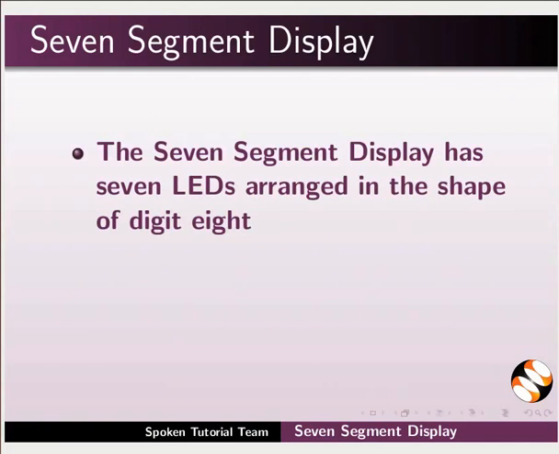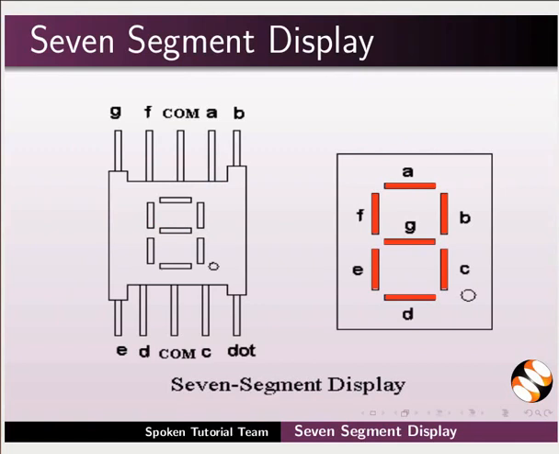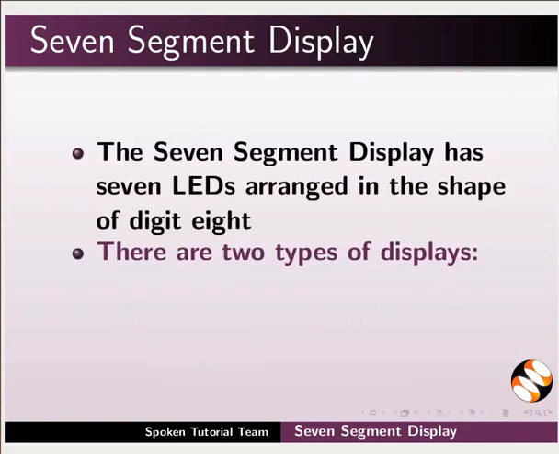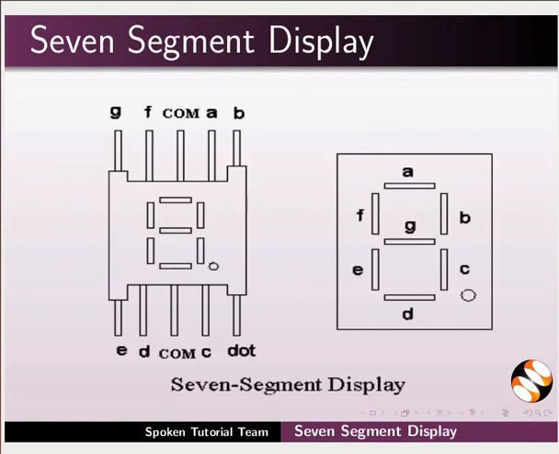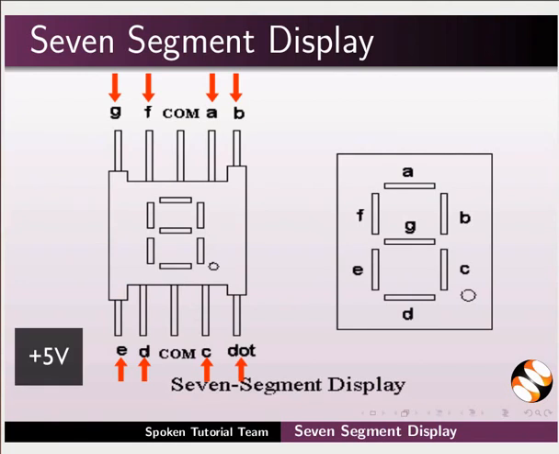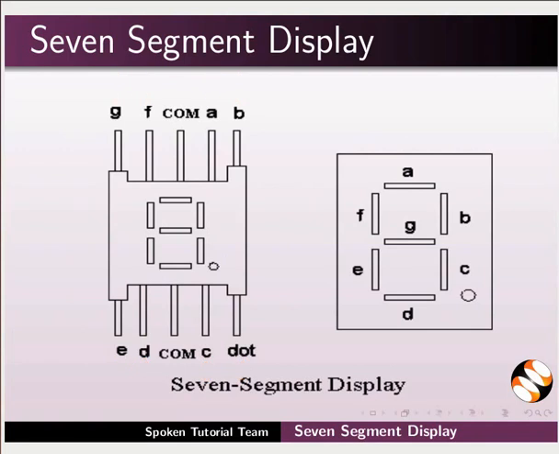The 7-segment display has 7 LEDs arranged in the shape of the digit 8. There are two types of displays: common anode and common cathode 7-segment display. In the common cathode 7-segment display, pins A, B, C, D, E, F, G and dot must be connected to plus 5 volts. The two COM pins must be connected to ground.